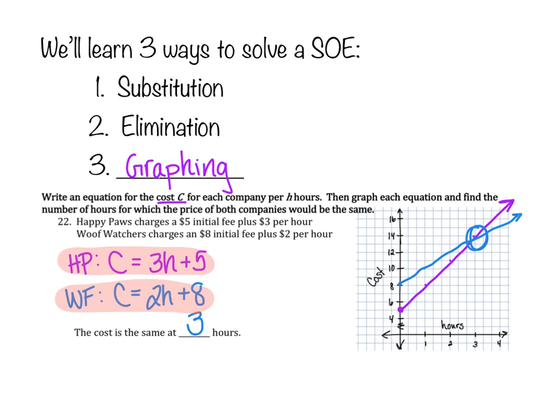Not only can we tell that it's at 3 hours that the cost is the same, but if we go over here, that cost is going to be $14. So now we have a coordinate point. Whoops, go back and write this. At 3 hours, our cost is $14, and we could label that. So that is what we're doing today. We're solving systems of linear equations by graphing, and it's going to be really helpful if our system is written in slope-intercept form, obviously, because that's how we graph equations.